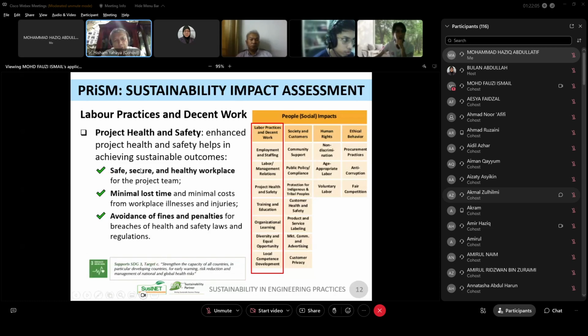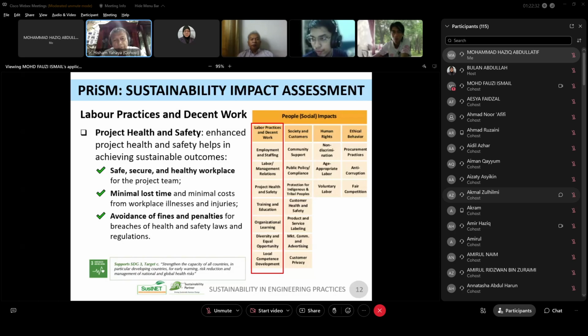Next, you look into project health and safety. This is one of the areas where I think you also learn about environmental safety and health, that subject in the university. Something that you need to ensure is that you have a safe and secure place. How can you ensure that the workplace is safe and secure? Let me give you one example, which is also doable.